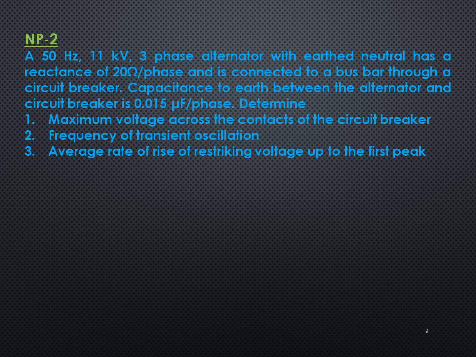We have to determine the maximum voltage across the contacts of the circuit breaker, the frequency of transient oscillations, and the average rate of rise of restriking voltage up to the first peak. The capacitance value is directly given, but we have to calculate the inductance. With the common formula of reactance, that is 2 pi FL, we calculate the inductance, and the inductance value is 0.0637 Henry.